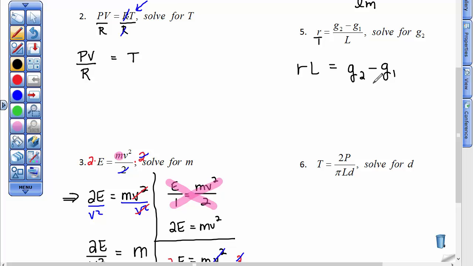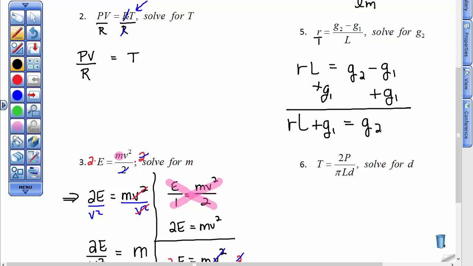Now, when I solve an equation where I have two terms over here, g sub 2 minus g sub 1, and I want to get g sub 2 alone, it's got a minus g sub 1 hanging out with it. So I've got to add g sub 1 in order to get rid of it so that these two will disappear. Well, then I better add g sub 1 over here. So the left side of my equation becomes r times l plus g sub 1, and that equals g sub 2 on the right. And I have solved this equation for g sub 2.